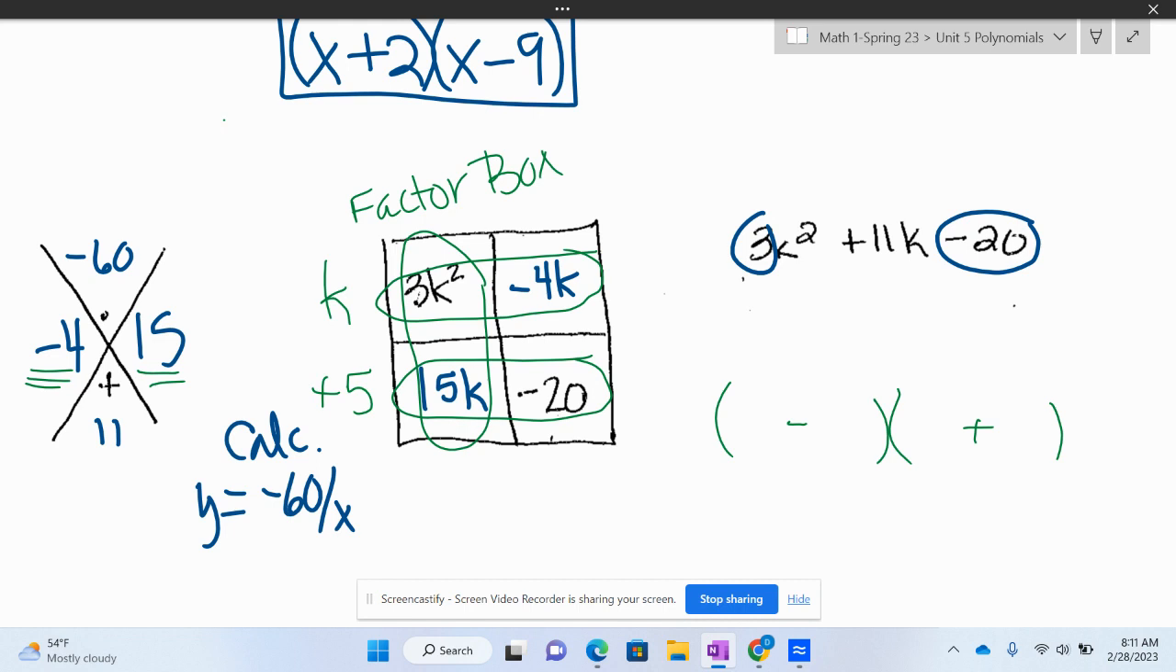This is the worksheet that we did yesterday. We're doing the odds together on that worksheet because I'm going to show them the factor box.